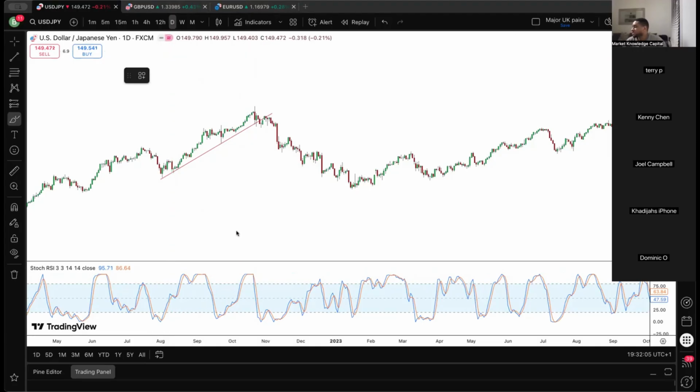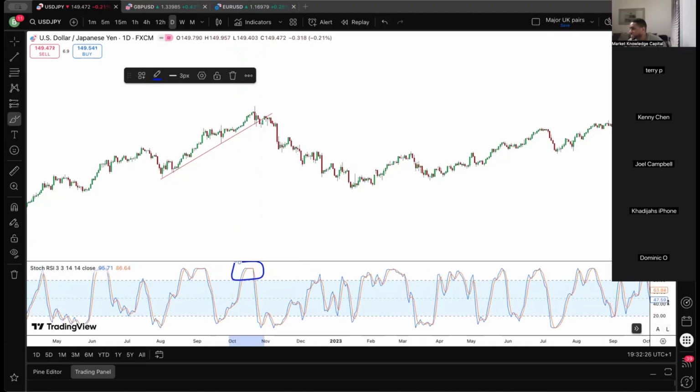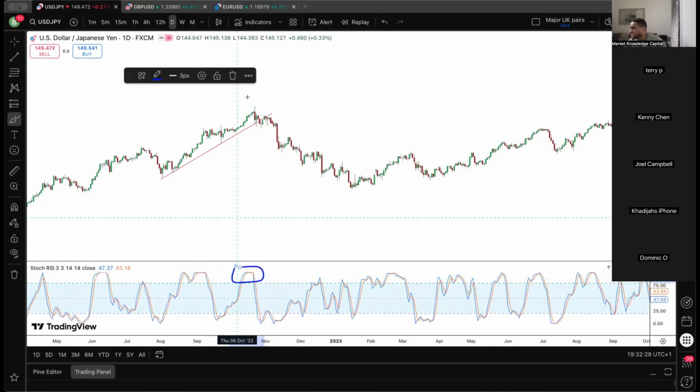But before going into all the semantics and the jargon behind it, what you basically want to do with the stochastic is say, okay, once it goes into overbought or oversold territory, so let's say this is the overbought territory here, once you can see that blue line crossing below the orange line, and as I said with the RSI, if you can match it up with everything else on your chart, then you can use that as an additional indicator or confirmation to sell it.